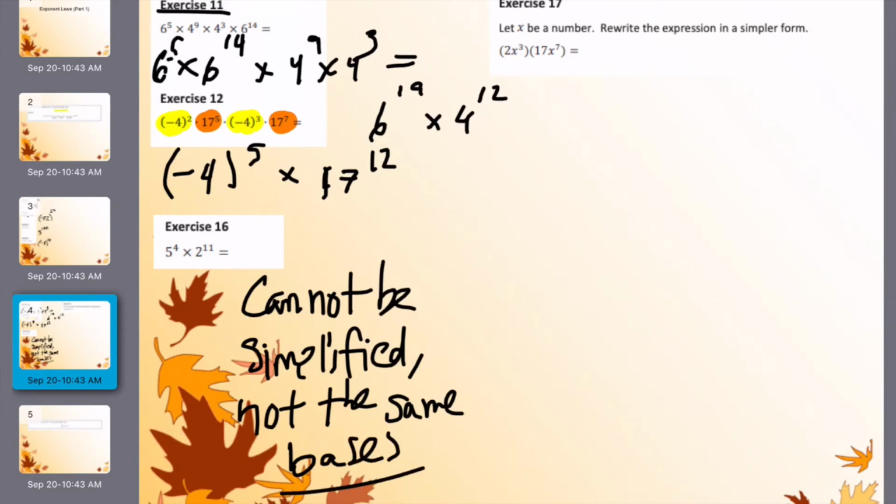And then let's try exercise 17. Let x be a number. Rewrite the expression in a simpler form. So I have 2x to the 3rd times 17x to the 7th. So again, all of these things are being multiplied together.